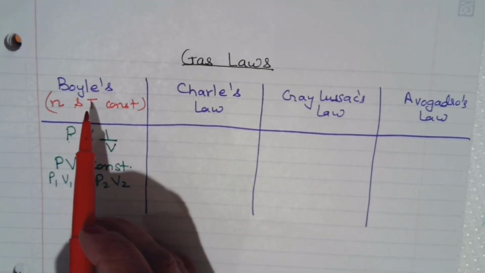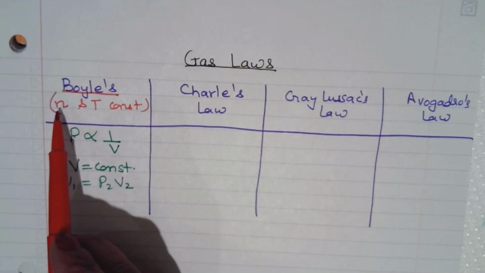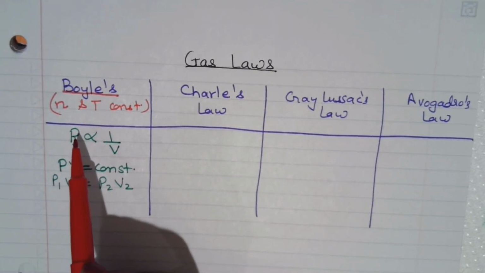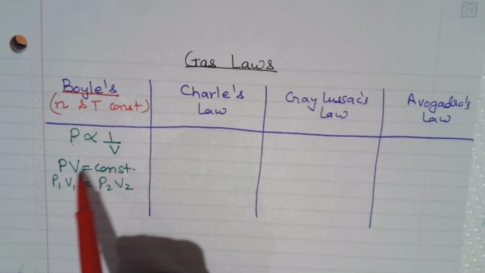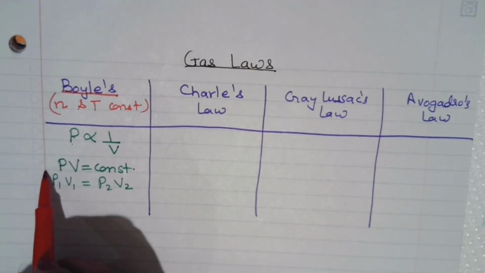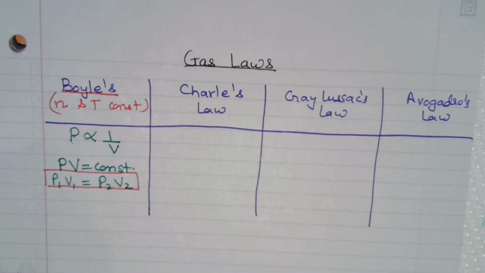So how will we define Boyle's law? Boyle's law can be defined as: when the number of moles and temperature of the gas are kept constant, the pressure of a gas is inversely proportional to its volume, and PV is always constant. So we can derive P1 V1 equals P2 V2. Right? Now let's talk about Charles' law.